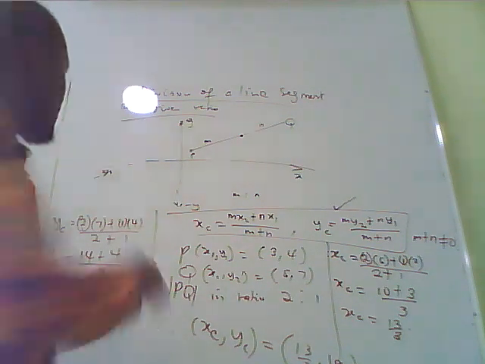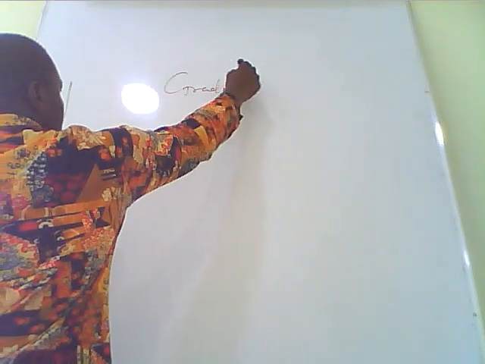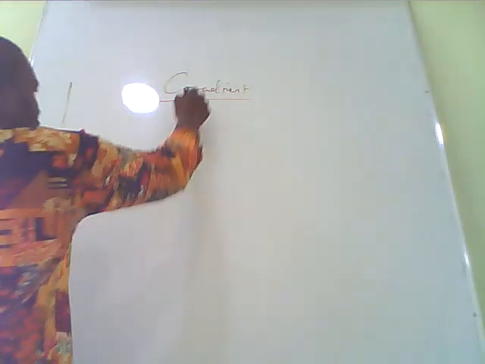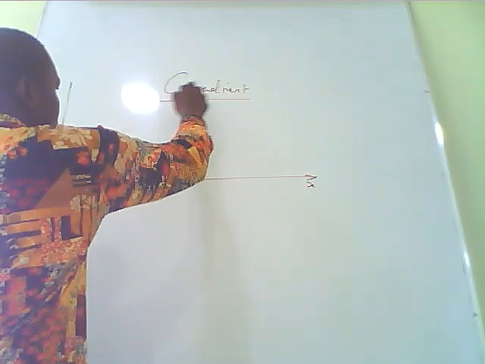Let's look at the term gradient. What is actually gradient? Gradient is actually called slope. So we're going to have the line. This is your x and this is your y.